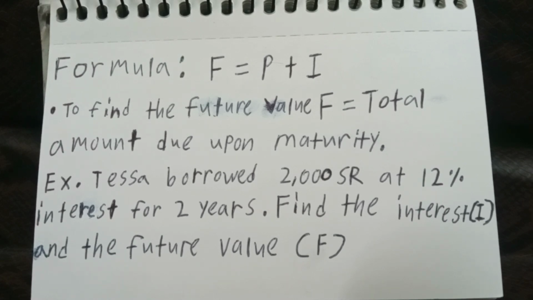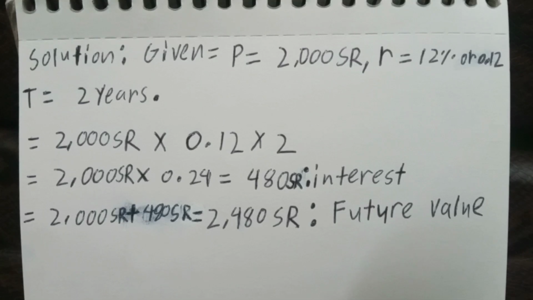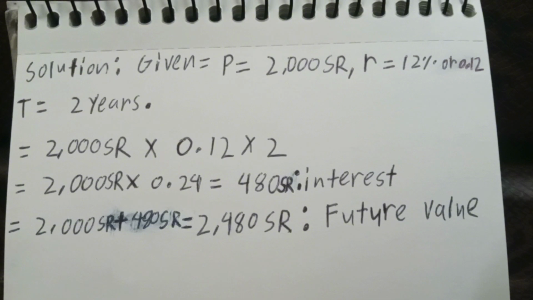So for our first example, we have Tessa borrowed 2,000 reals at 12% interest for 2 years. We have to find the interest I and the future value F. So for our solution, let's start with the given first. P, the principal, equals 2,000 reals, R, the rate, equals 12% or 0.12, T, the time, equals 2 years, which will give us 2,000 reals times 0.12 times 2, which will equal 2,000 reals times 0.24, because 0.12 times 2 will give us 0.24.